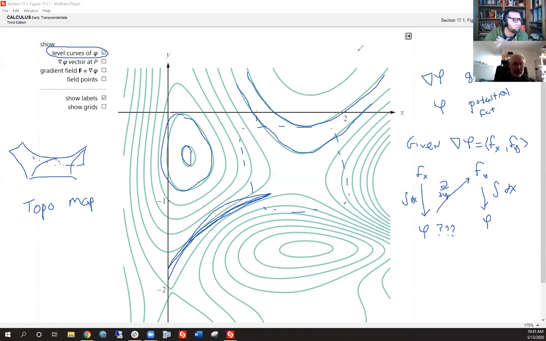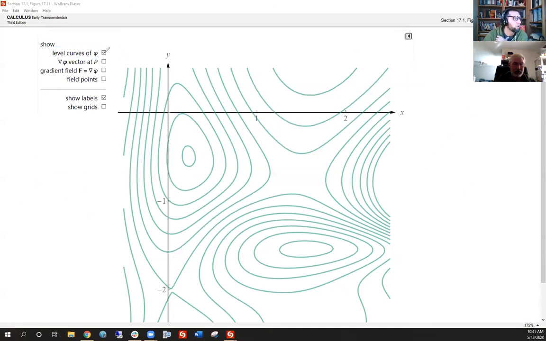Okay, so all that said, these are level curves. What's the relation between the level curve and the gradient field? They're orthogonal to each other. They're orthogonal to each other, exactly.